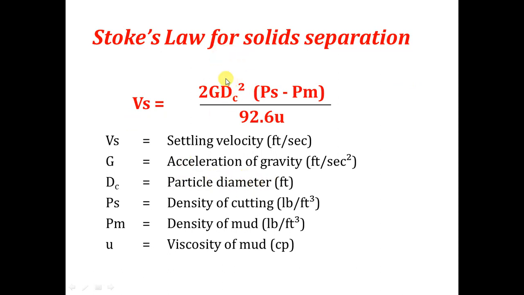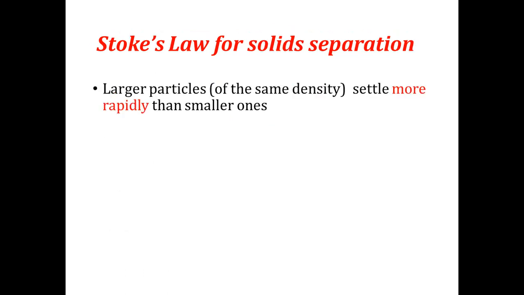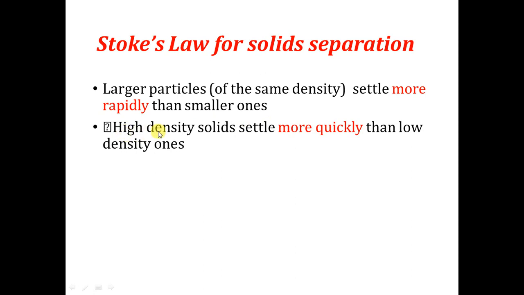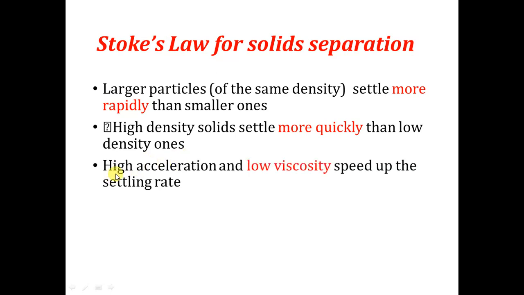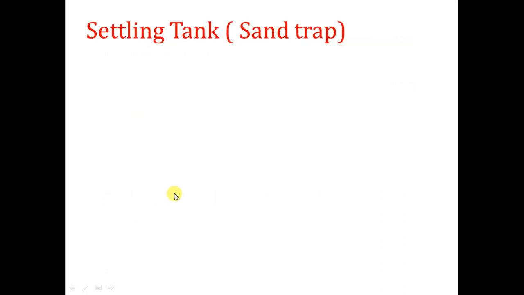So if the particle diameter is very large or is larger than the other, it will settle more rapidly than the other, or before the other. So this is number one: the larger particles of the same density settle more rapidly than smaller ones. Number two, the high density solids settle more quickly than the low density ones. Number three, the high acceleration and low viscosity speed up the settling rate.